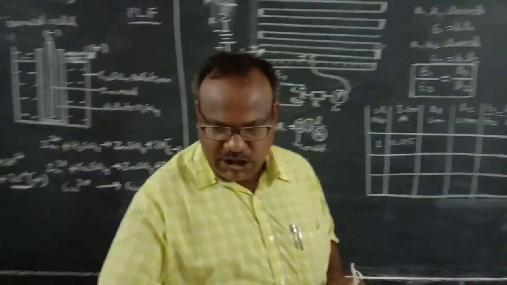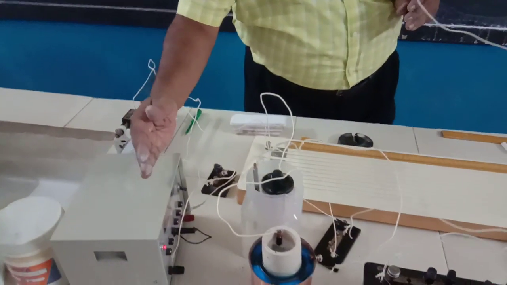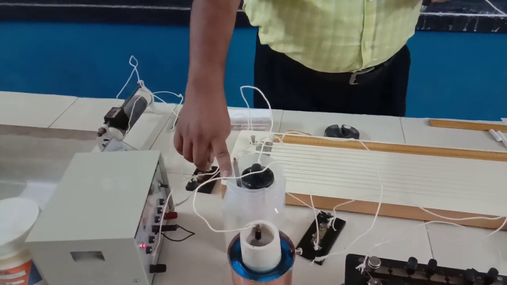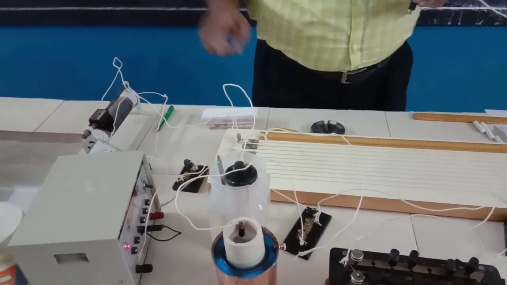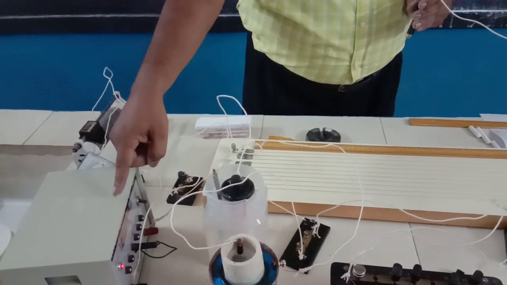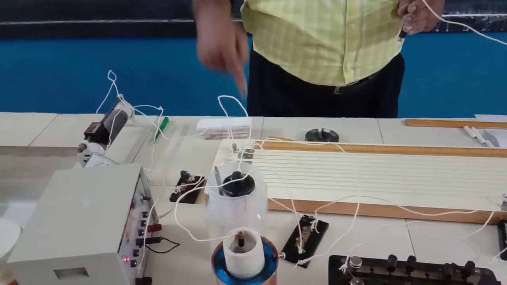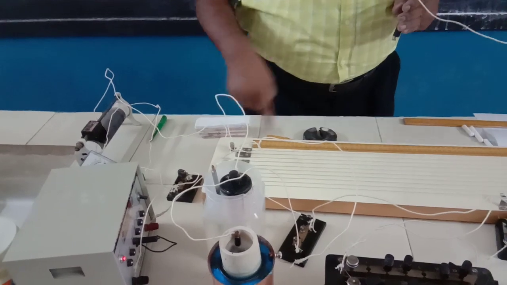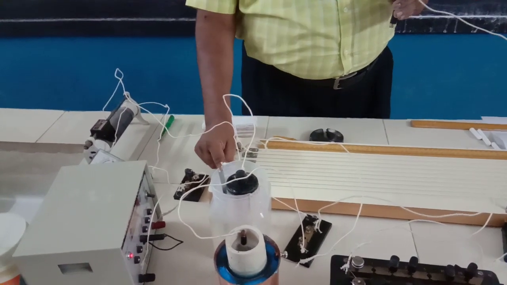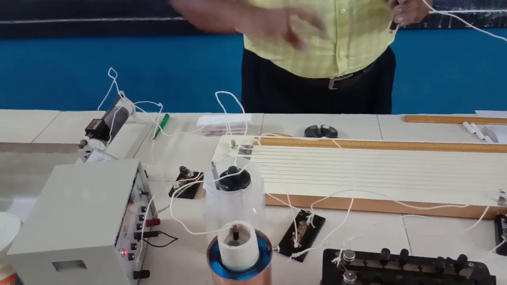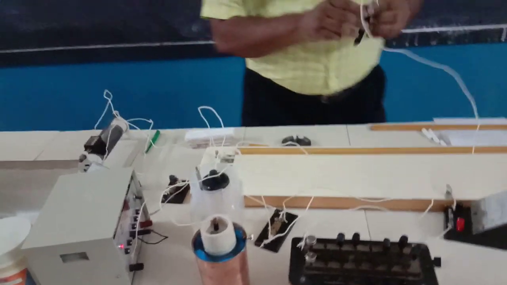What are the causes? The EMF you have applied may be less than the EMF of this cell, or you may have connected the positive wrongly, or there is a loose connection. So you check it. Otherwise you cannot get deflection.